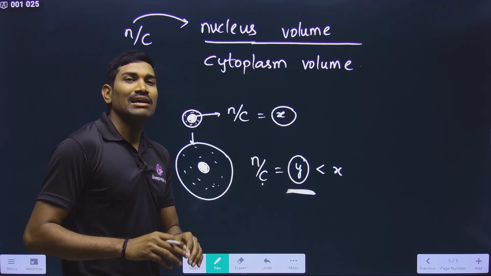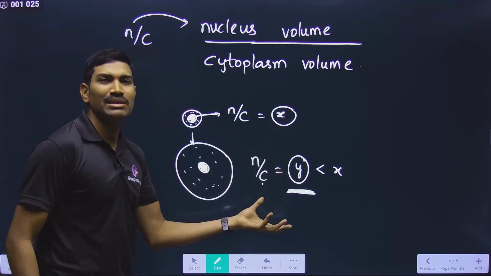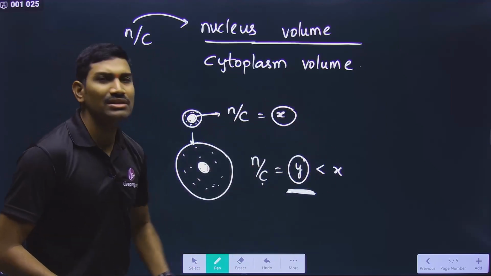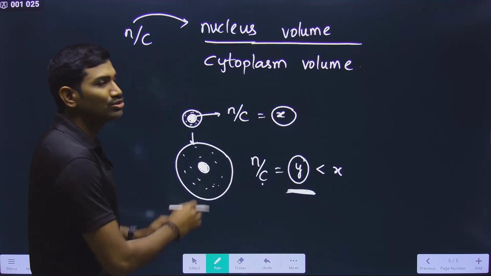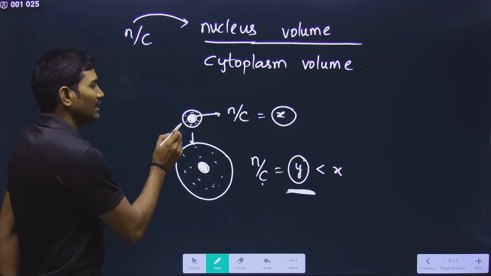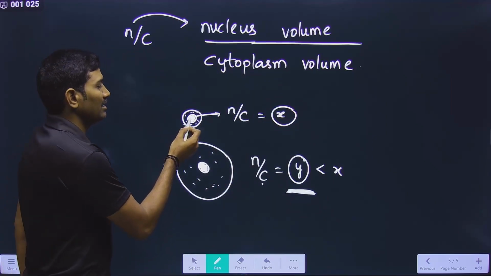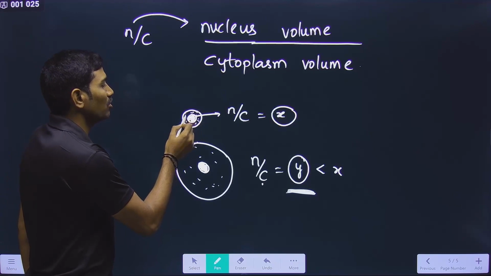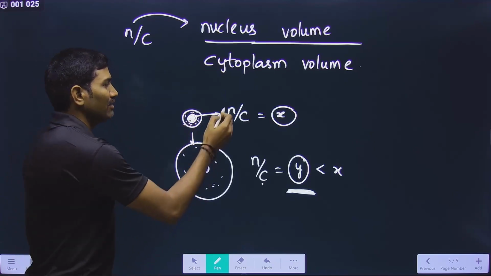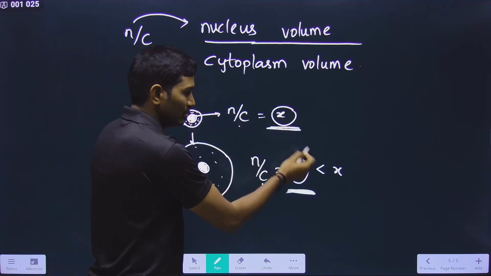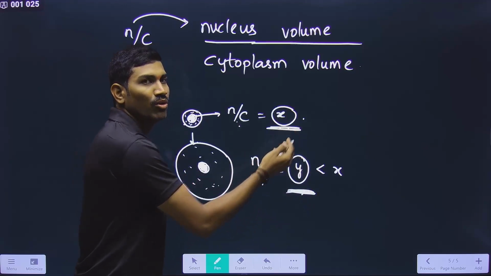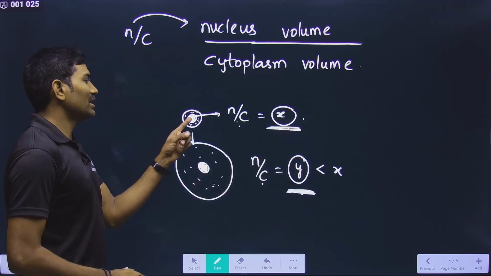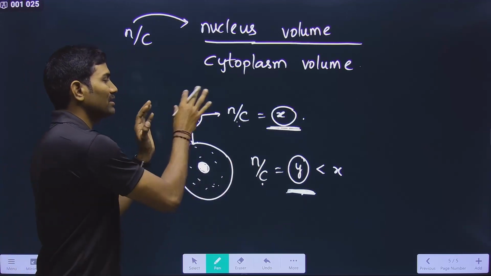What is the original meaning of this? This is the mathematical level. At the mathematical level, you are doing this calculation. But in simple terms, if you want to understand what is the conclusion of this, observe carefully. Here the cell is small and the nucleus can easily control all the activities of the cell. When N by C value is more, here I am saying more, here I am saying less, what is the meaning of this? Nucleus has more control over the cell.